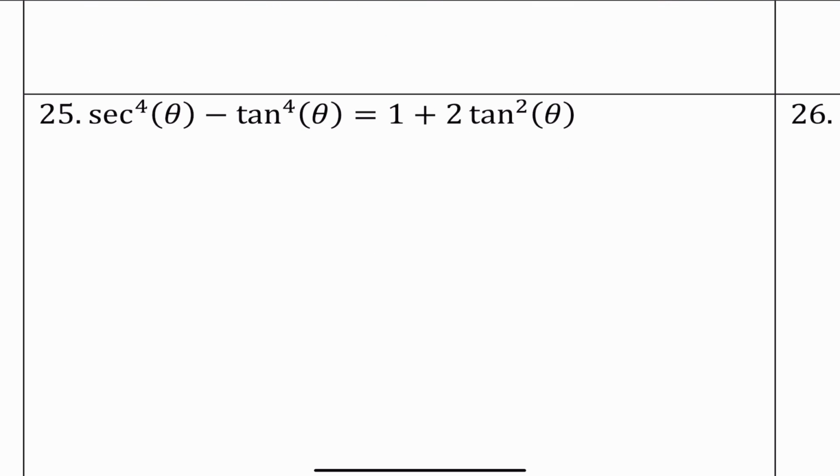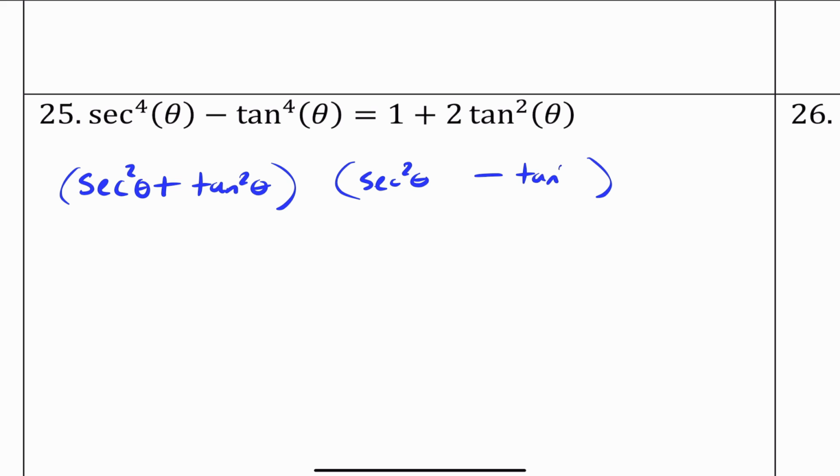Number 25, we have secant to the fourth of theta minus tangent to the fourth of theta, and our goal is to get 1 plus 2 tangent squared of theta. Now, this is a difference of two squares, so we can write our expressions where one of them has a plus and the other is a minus. So this is going to be secant squared of theta plus tangent squared of theta times secant squared of theta minus tangent squared of theta.